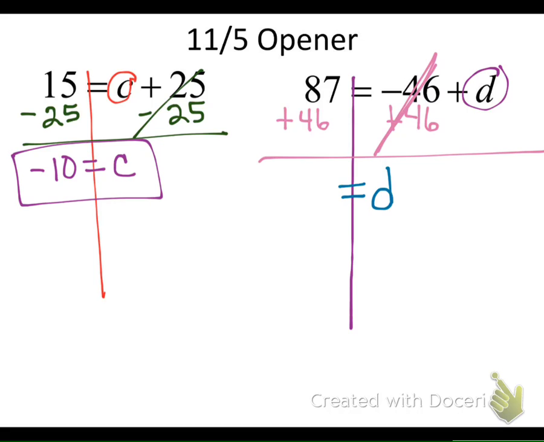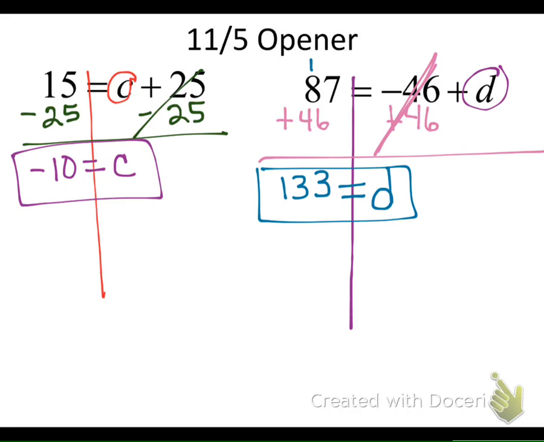Then I have 87 plus 46, which will be what? What's 87 plus 46? What's 7 plus 6? 13. Carry your 1. 8 plus 1 plus 4 is 13. So my answer is going to be D equals 133.